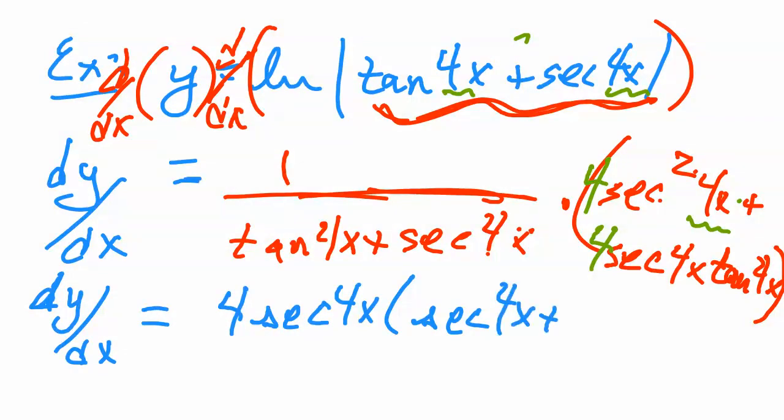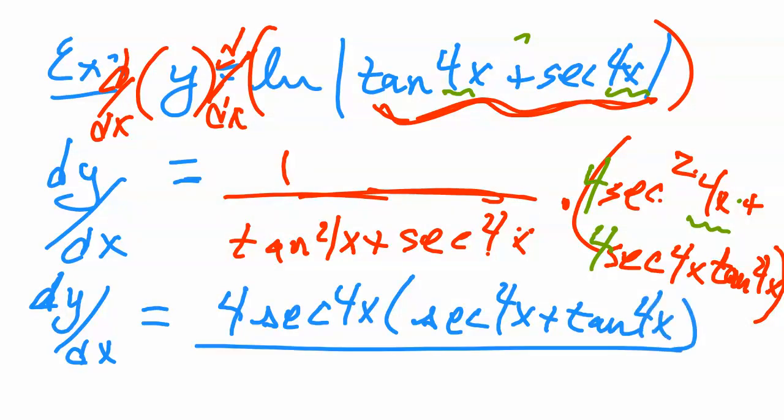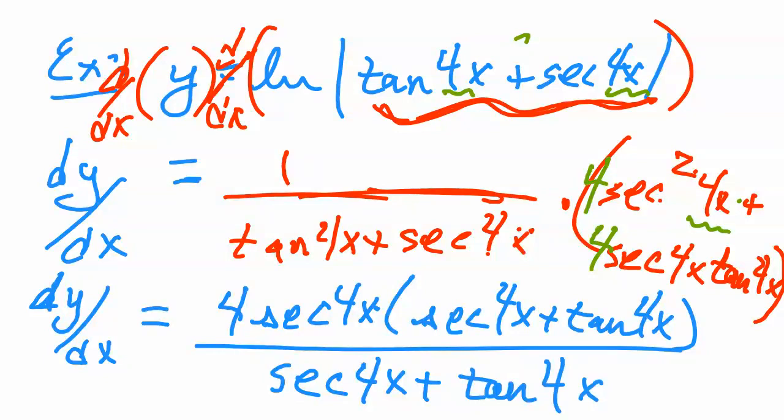plus tangent 4x on top in parentheses. So these are factors. So first one times the second one. And on the bottom, I've got tangent 4x plus secant 4x, but I could actually rewrite that as secant 4x plus tangent 4x. And if you notice, what happens here is I'm able to cancel those because it's multiplication on top.